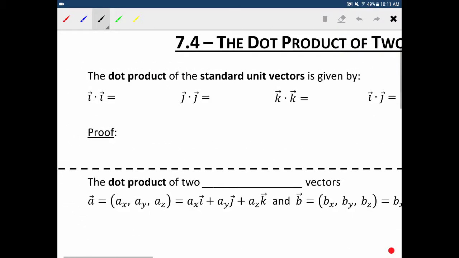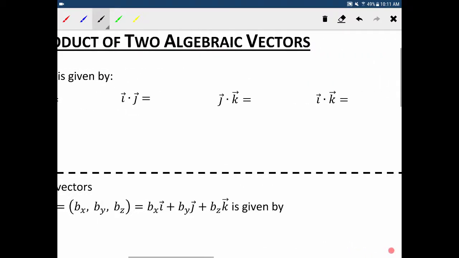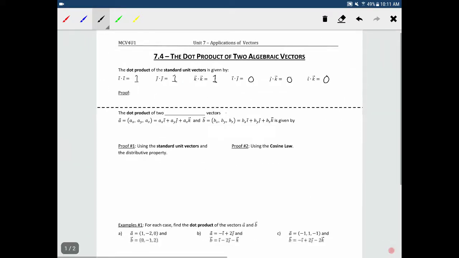If you have the dot product of any two that are the same, it's just going to equal 1, and 1, and 1. And if you have two that are different, then it's actually just going to equal 0. And I'll do a quick little proof here.